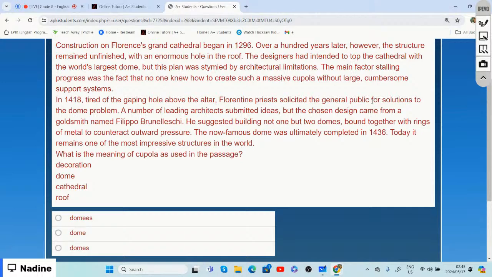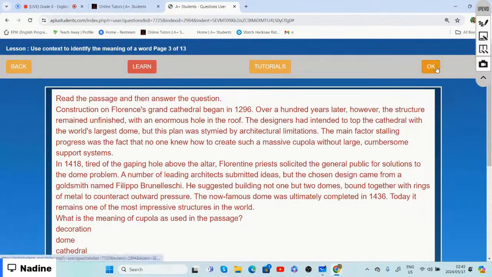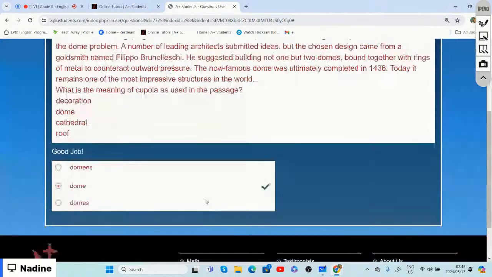All right, and if we were to say what the meaning of cupola is, remember, we said the word cupola means dome. It's something like a roundish roof type of structure.